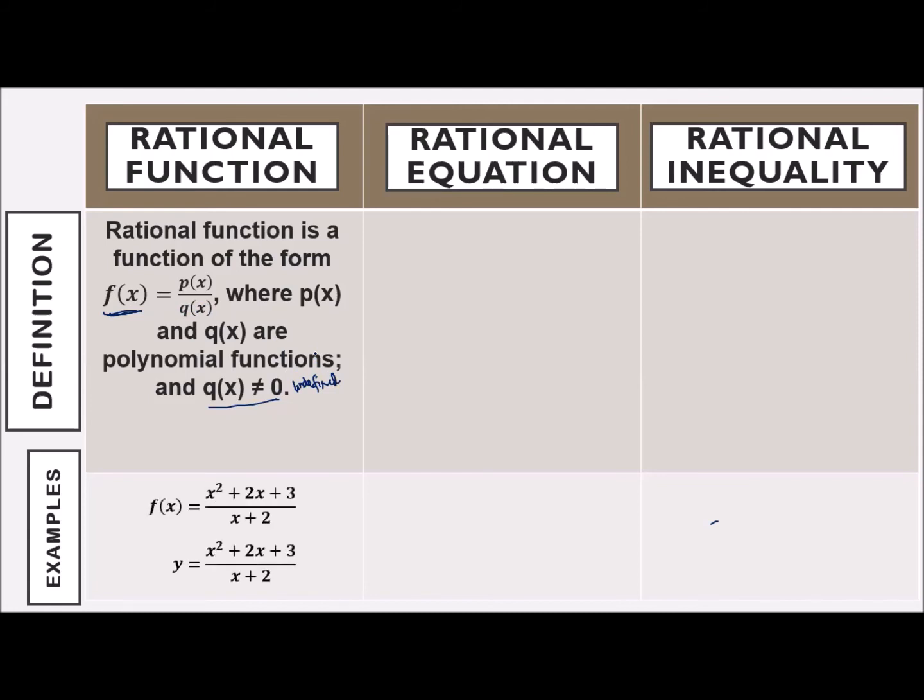And these are the examples. We have here f of x is equal to x squared plus 2x plus 3 over x plus 2. So, nakita na natin yung f of x, function siya. At kung i-consider natin yung numerator and the denominator, they are both polynomials. So, that is a rational function. Almost the same lang siya dito sa pangalawa. Ang pinagkaiba nga lang ang ginamit ay y. So, tandaan din po natin, f of x is equal to y.